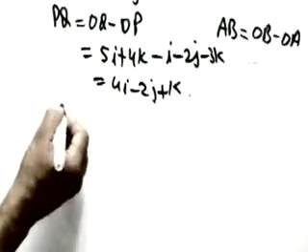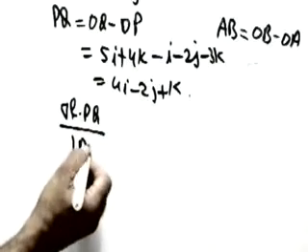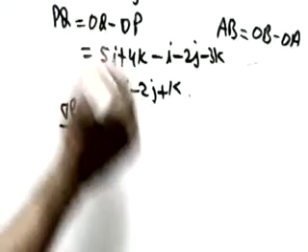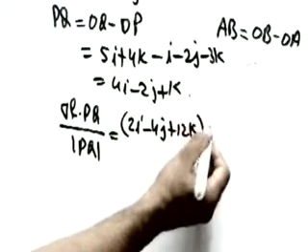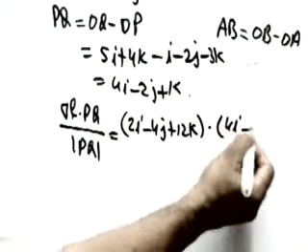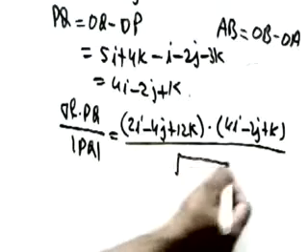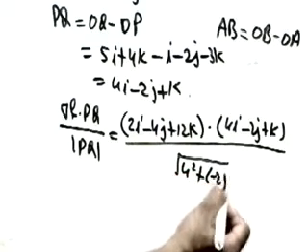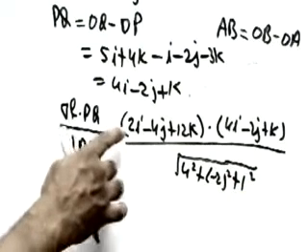So let me substitute in the formula. What is the formula we are having? Del f dot PQ by mod of PQ. So del f we got just now: 2i minus 4j plus 12k, dot PQ. The value of PQ is 4i minus 2j plus k, divided by mod, meaning the square root of the squares of this: 4² plus (−2)² plus 1².